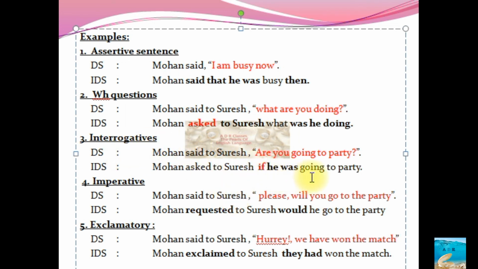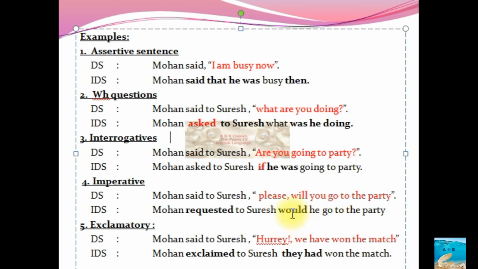Imperative sentence. Mohan said to Suresh, "Please, will you go to the party?" Mohan requested Suresh. Please has become requested here. Would he go to the party? Will has become would, you has become he. Second person singular has become third person singular here. Go to the party remains the same. See, we have already used would as an auxiliary here, so there is no need to change the other verb into past tense. Already there is a past tense here.